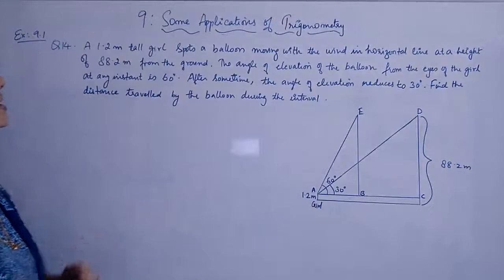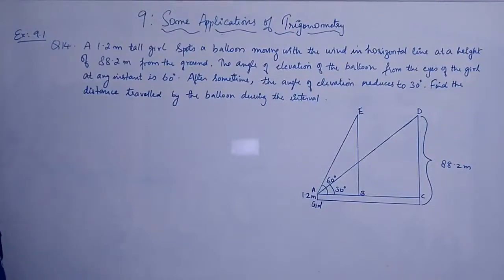Question number 14 is, a 1.2 meter tall girl spots a balloon moving with the wind in a horizontal line at a height of 88.2 meters from the ground. The angle of elevation of the balloon from the eyes of the girl at any instant is 60 degrees. After some time, the angle of elevation reduces to 30 degrees. Find the distance traveled by the balloon during the interval.